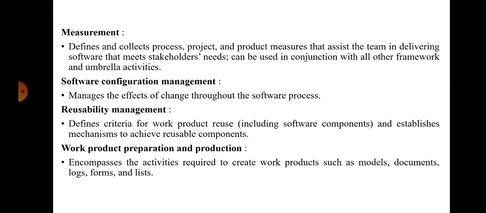Last activity is work product preparation and production. These are the activities required to create work products such as models, documents, logs, forms, and lists. This is the final work product. Our main aim is to develop the work product. To achieve the work product, we are using some activities that are followed to deliver the product. Those activities are called umbrella activities.